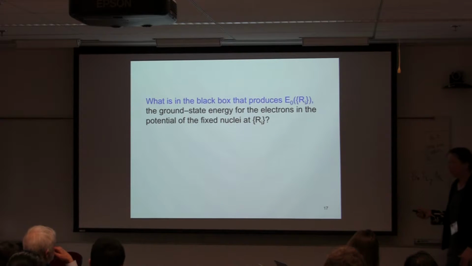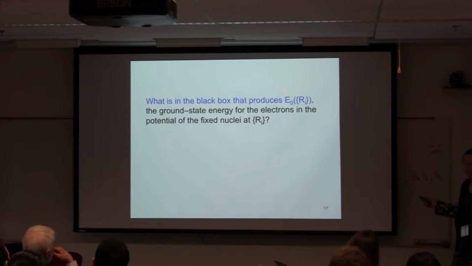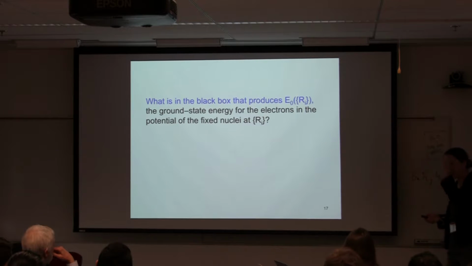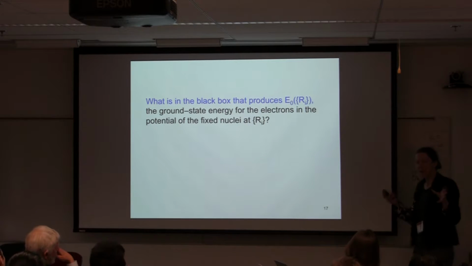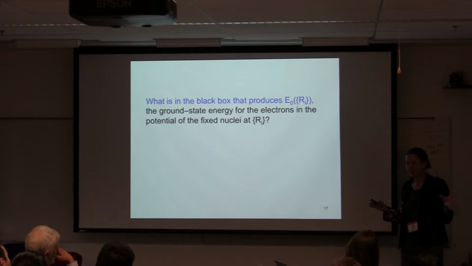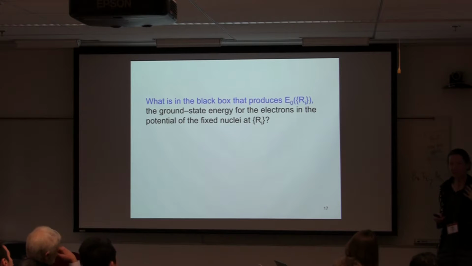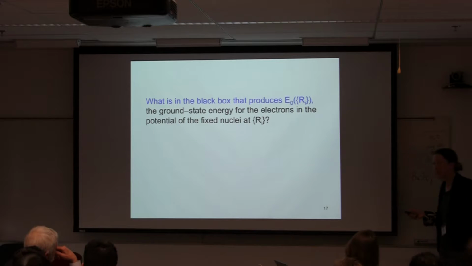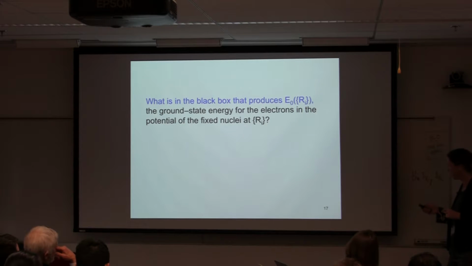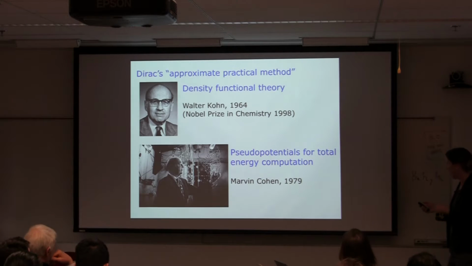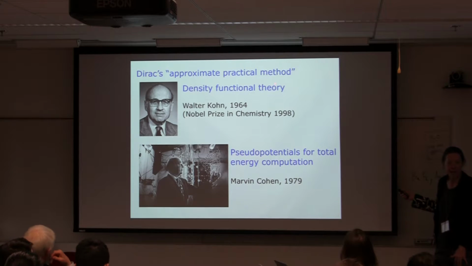Okay, so what is in that black box that produces this magical function and the polarization and so on? As experimentalists, which I think basically everyone here is, you don't need to know too much about this, but I want to give you a sense of what's going on, so that when you see this information, you might know what questions to ask, what to believe, and when to be skeptical. Okay, so back to Dirac's approximate practical method.